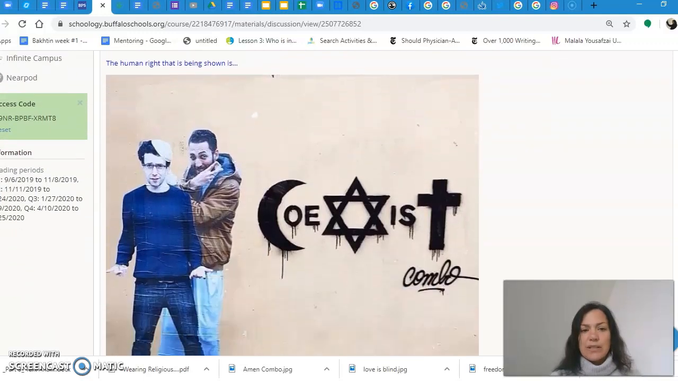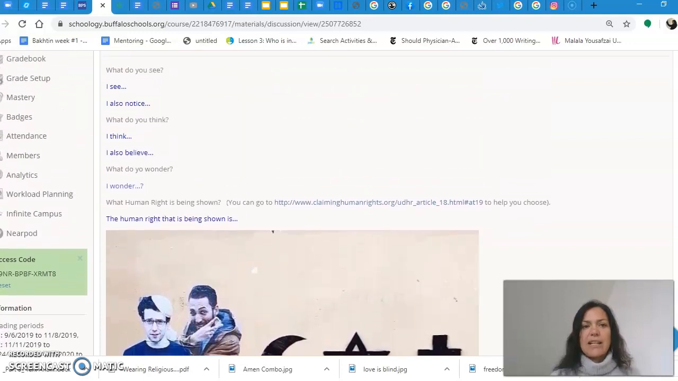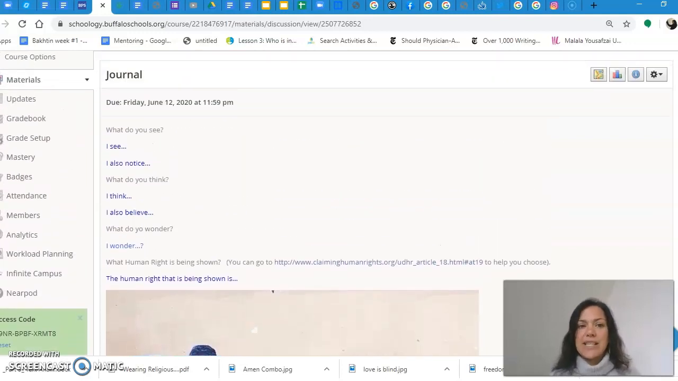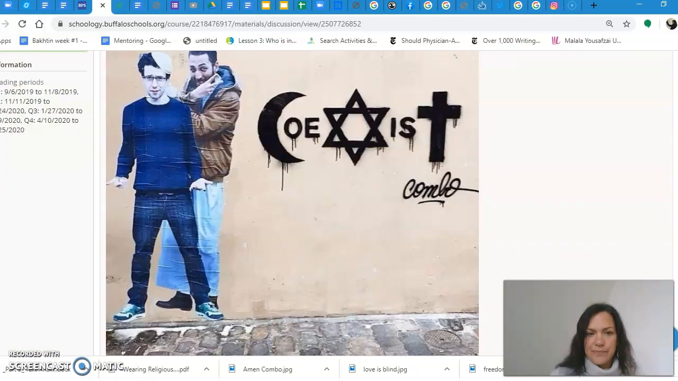So you are going to look at this image, and you are going to say what you see. I provided 2 stems here. I really want you to go deeper, to say as much as you can. What do you see? What do you also notice? What do you think? What do you also believe is going on? And what do you wonder? Then you're going to identify what human right is being shown in this image.